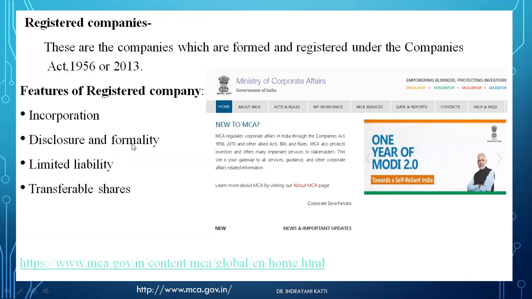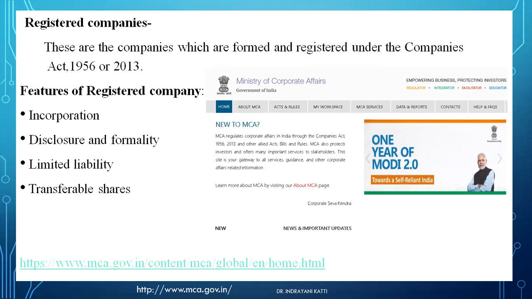Then, disclosure and formalities. A lot of annual disclosures will be there. The documentation is to be made with the ROC, that is the Registrar of Companies. A lot of formalities are there to establish these companies, and these will have limited liability. These are not unlimited companies; registered companies in India are only limited liability companies. The liability of such companies is limited. It means the owner's liability is limited to the investment. Whatever unpaid share amount is there, only to that extent they are held responsible.